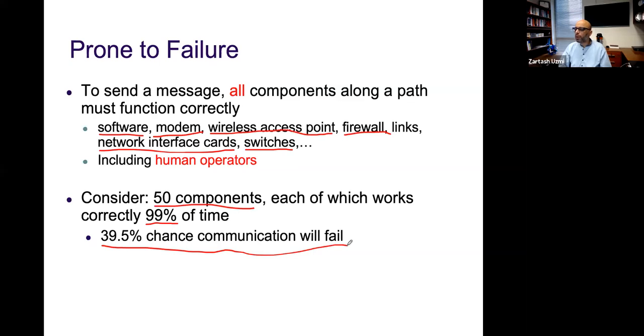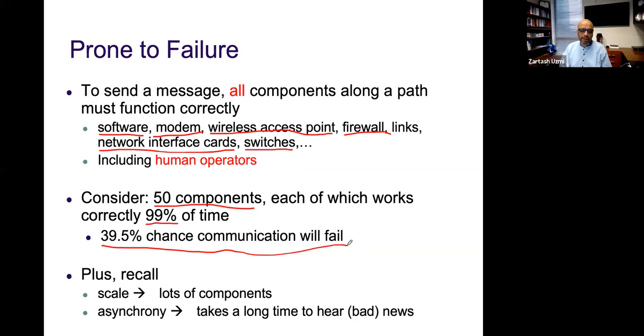Why is that true? Because there are just too many components, 50 components. Although each of those individually is working correctly 99% of the time, there is that 1% probability that each will fail. Across 50 components, the chances that someone will fail are pretty high. And that pretty high is 40%. That's a pretty big number.